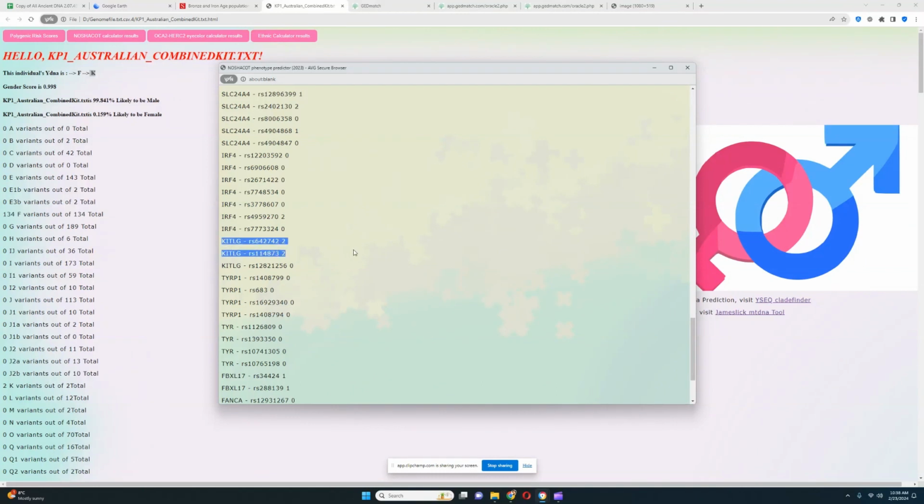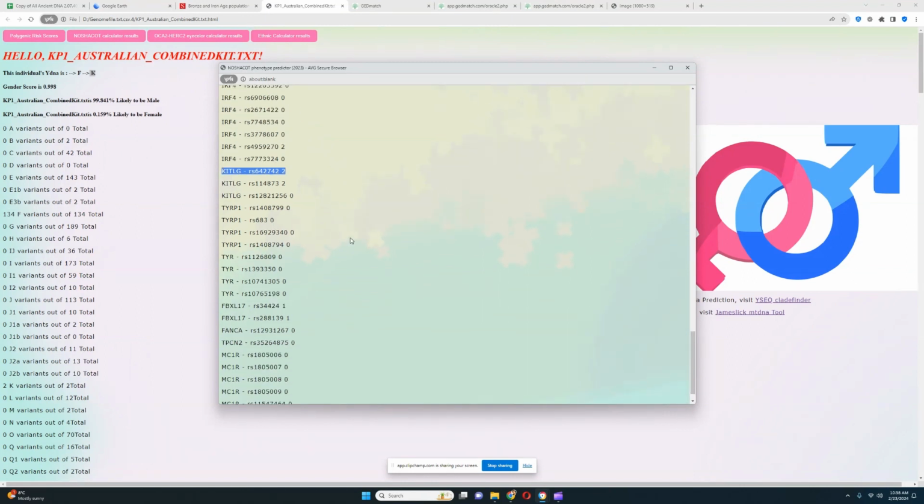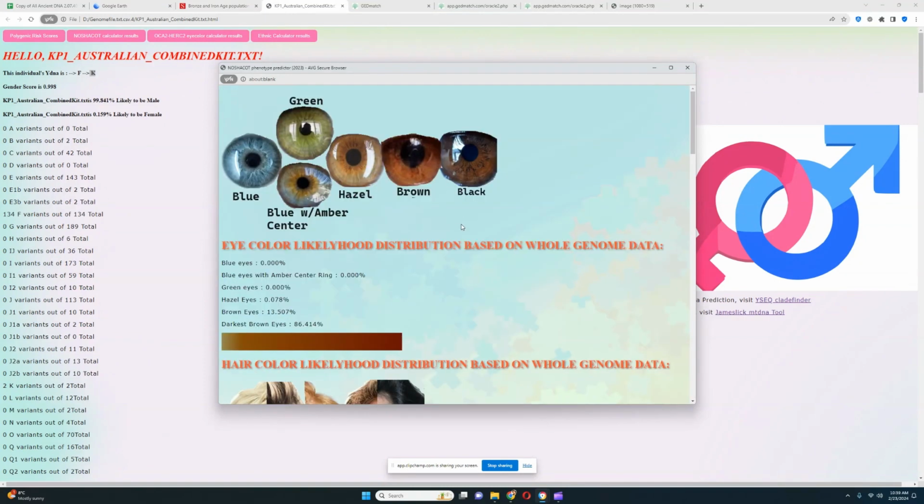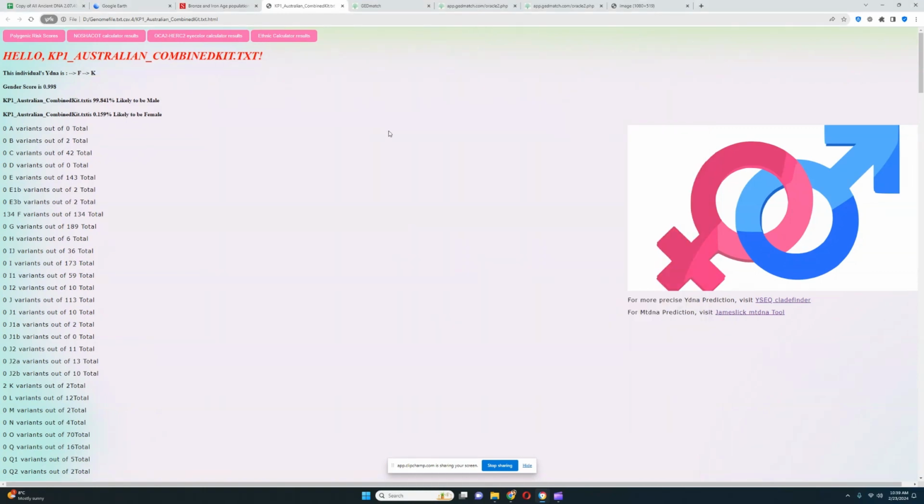He has two light color variants in both of these variations of KITLG. This was a big contributing factor to him scoring light brown instead of dark brown skin, because these variations contribute to skin color big time. They play a big role. For MC1R, no derived variants, so no predisposition to being ginger. All right, that's pretty much all there is to know about his phenotype, what he looks like.